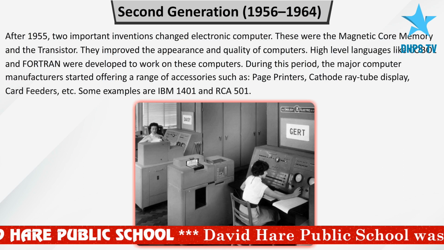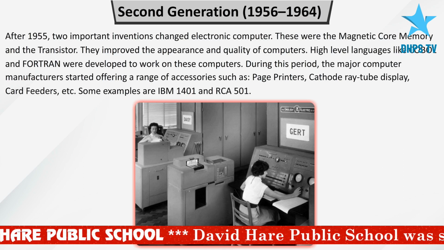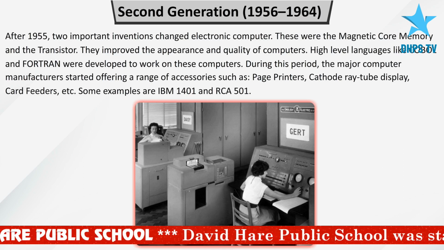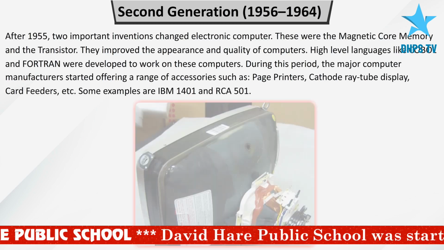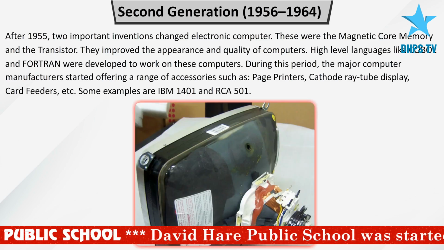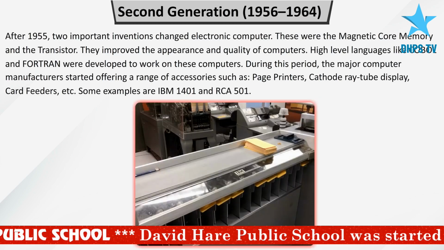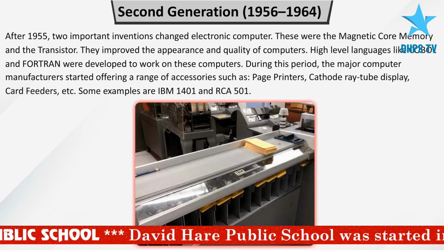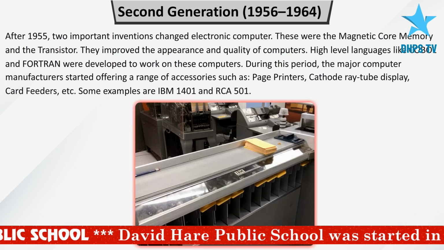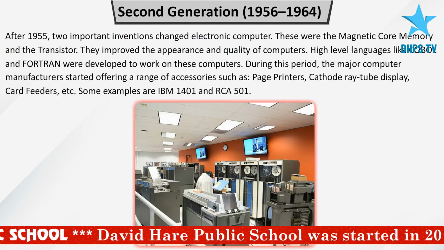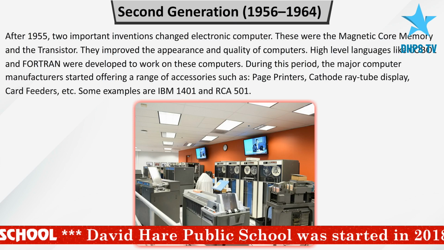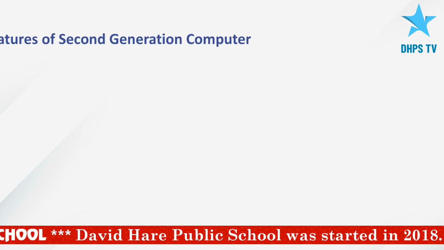During this period, the major computer manufacturers started offering a range of accessories such as page printers, cathode ray tube display, card feeders, etc. Some examples are IBM 1401 and RCA 501.